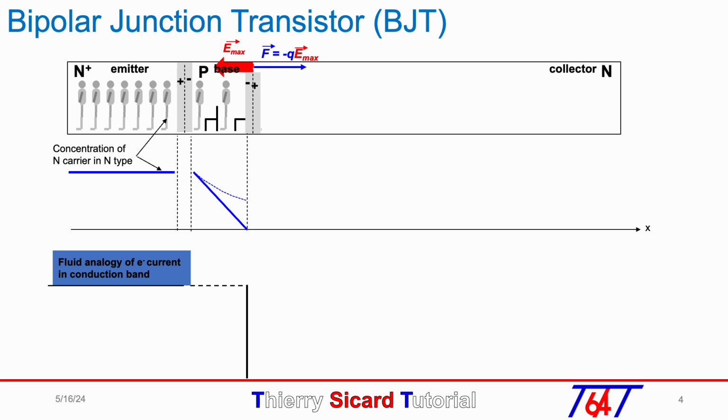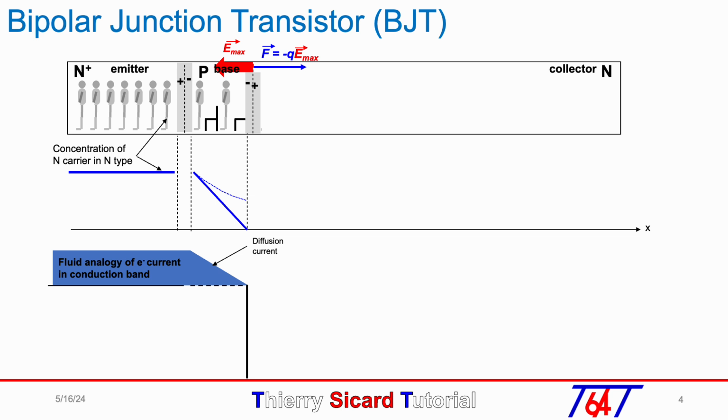In this case, if we redo the water current analogy, when the diffusion current reaches the abrupt cliff, the height of the water is minimum, which is equivalent to the N minority carrier concentration.